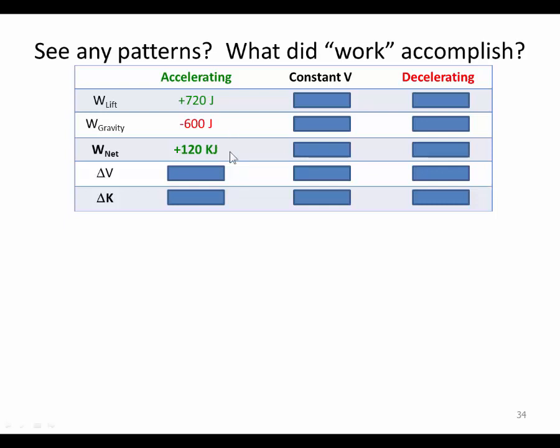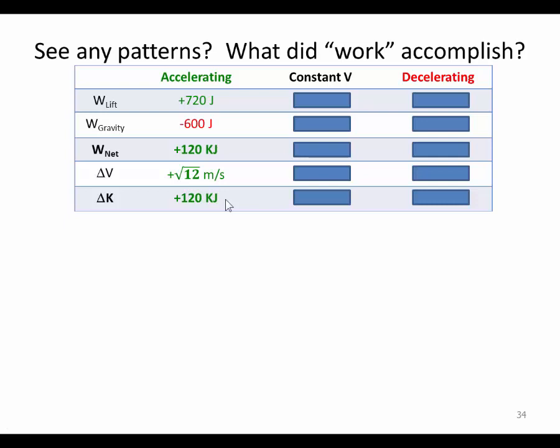You put more work in than gravity did, and you overcame gravity, and you sped up. We had an increase in our velocity. Of course, our kinetic energy increased. If velocity increases, our kinetic energy increases, because kinetic energy is a measure of the energy of motion. And of course, from the work-kinetic energy theorem, these two quantities, the net work and the kinetic energy, should match, and they do.